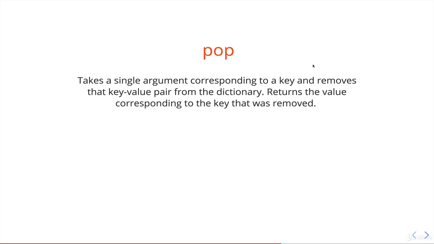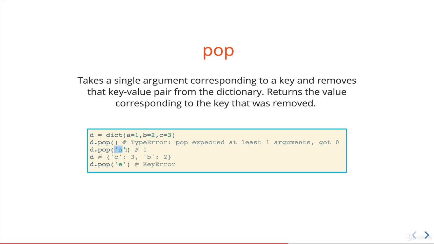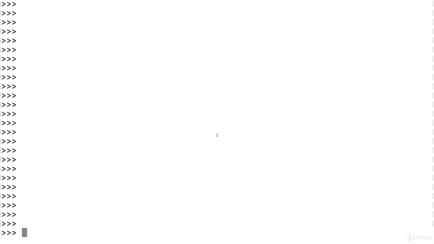So we have to provide the key like this right here, d.pop a, and d is this dictionary. It's then going to remove the key value pair where the key is A. So then we end up with C and B, and that's it. And also, if you try and pop something that doesn't exist in there, like E, it will give you an error.